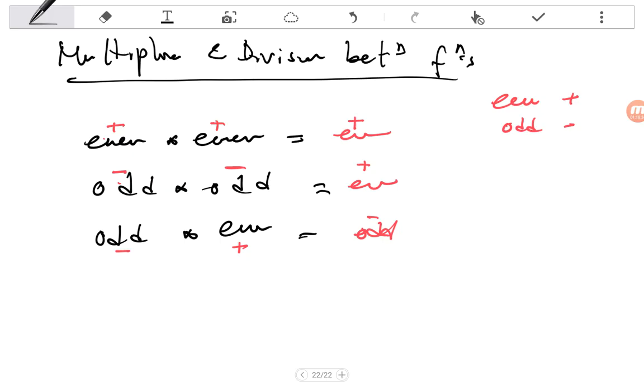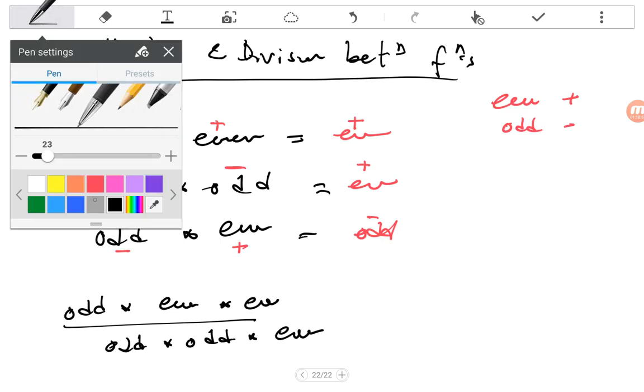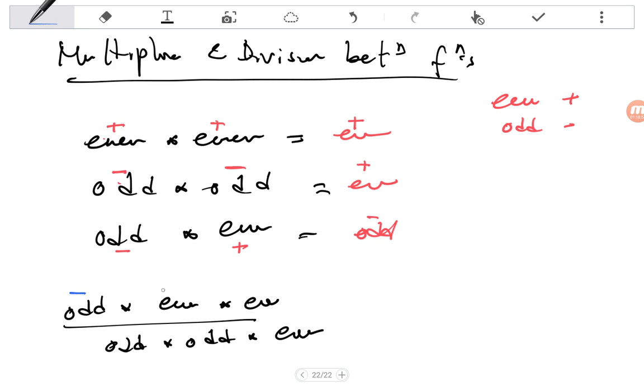For any combination of multiplications and divisions, we can make this similar rule. If I had an odd function times an even function, over an odd function times an even function, will that function be even or odd? Negative, positive, negative, positive. That will be negative, which is odd. Okay? So that is the rule for multiplication and division.